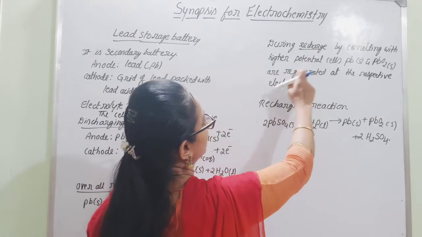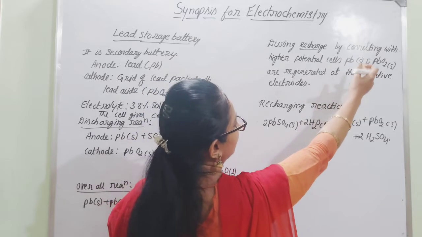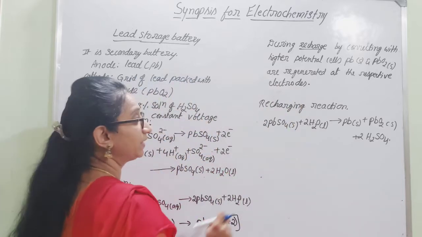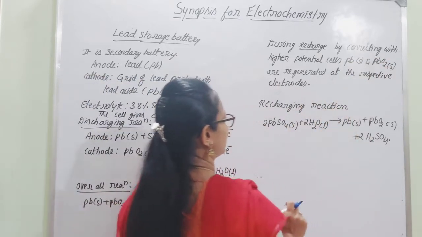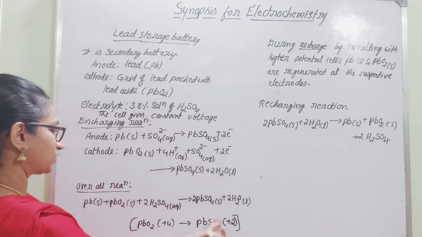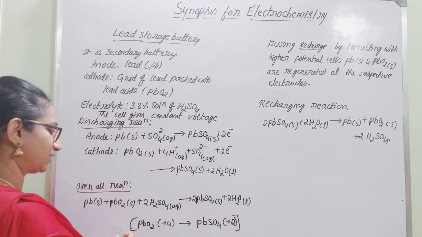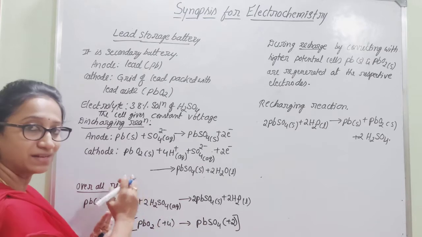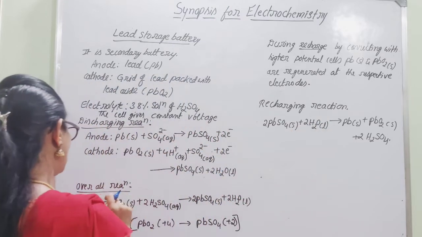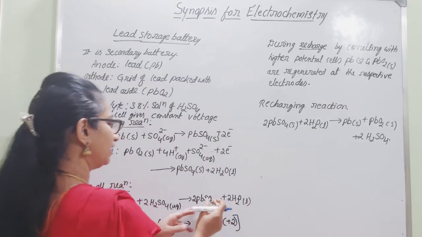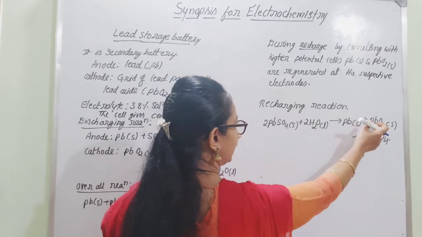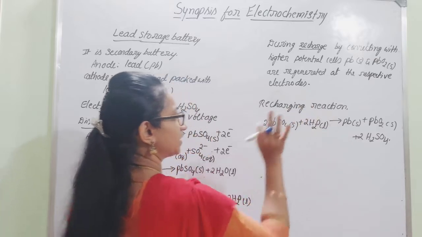With the higher potential cell, lead and lead oxide are regenerated at the respective electrodes. You get back the formation of lead and lead oxide. During this recharging reaction, the reaction happens in the reverse direction, so products convert into reactants and reactants convert into products. Therefore, the overall cell reaction is that lead sulfate combines with water to convert back into lead and lead oxide. This is the recharging reaction.